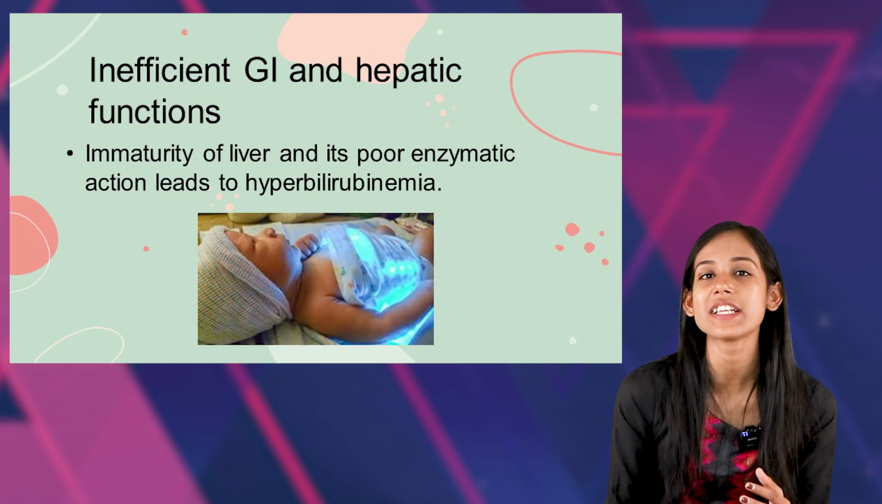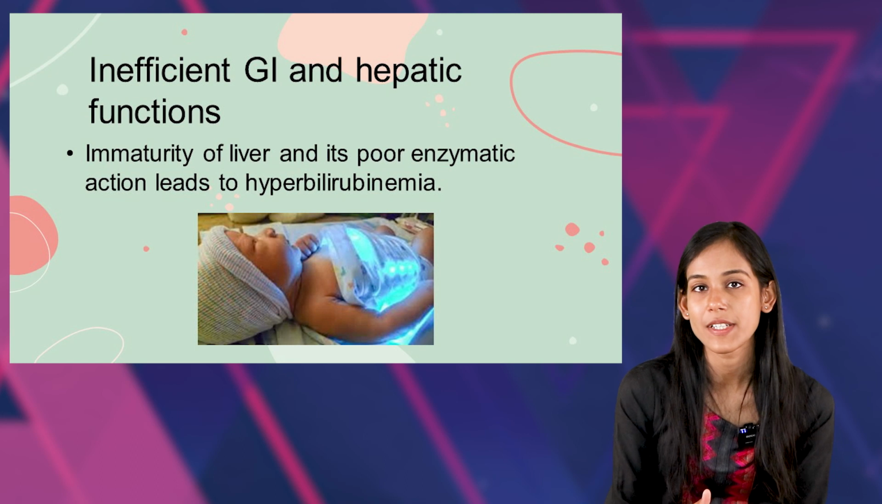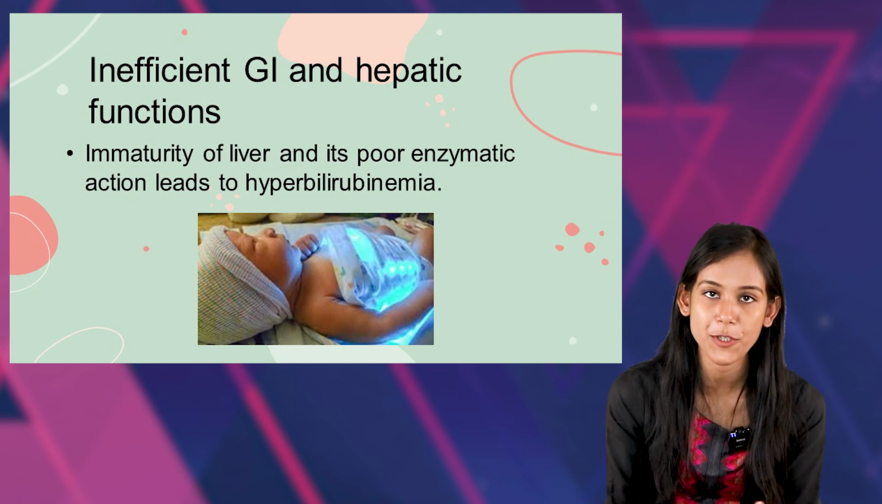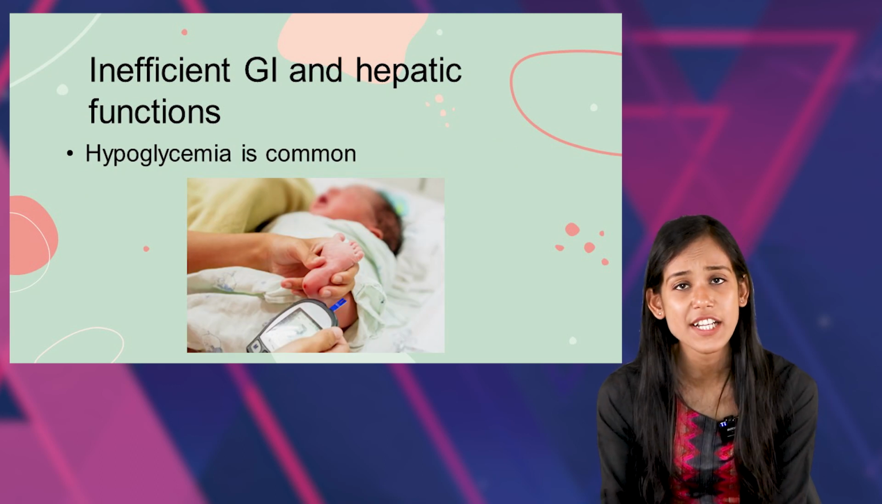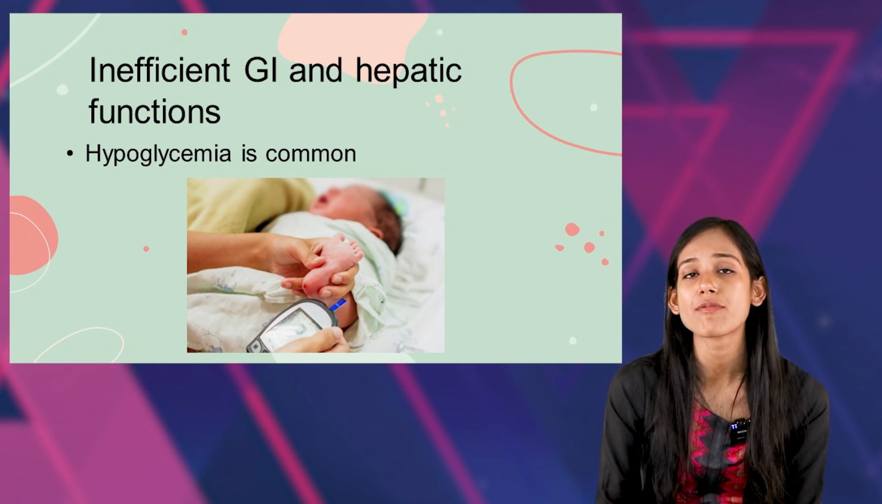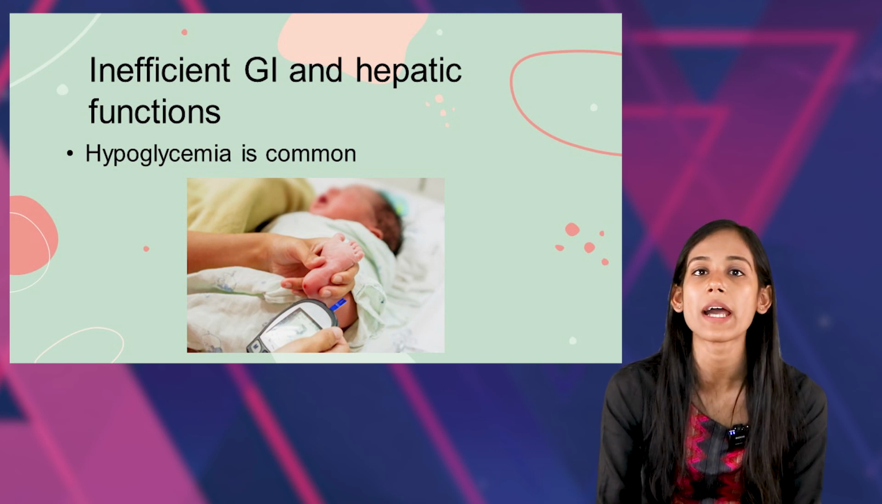Also, if we see their digestive system, protein and carbohydrate are properly digested but fat is poorly absorbed. The next thing is that the maturity of the liver is also not completed. This immaturity of the liver and its poor enzymatic actions lead to hyperbilirubinemia. Now we know these babies have delayed feeding, they have birth asphyxia or respiratory distress syndrome, and also they have poor hepatic glycogen stores. All these things might lead to hypoglycemia.